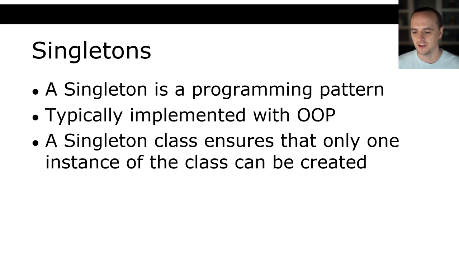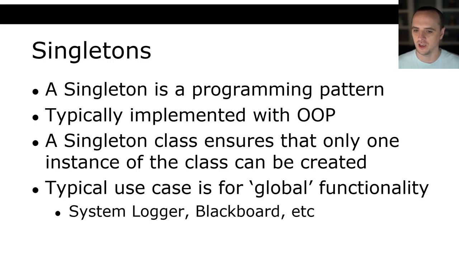And a singleton class ensures that only one instance of that class can ever be created. Its typical use case is when we want to have some sort of global functionality and we don't want to use a global variable, right? Because global variables are bad, they have global access, we don't necessarily want that. And so we will have a singleton implement some global functionality for us. Typical use cases could be a logger, for example, or a blackboard system where we hold some data that the whole program needs to use.